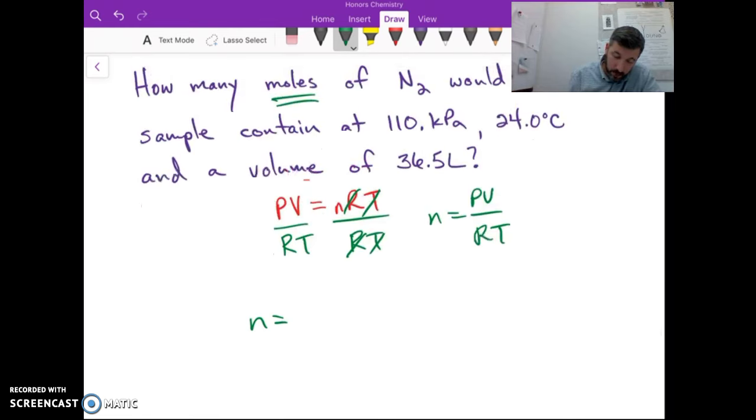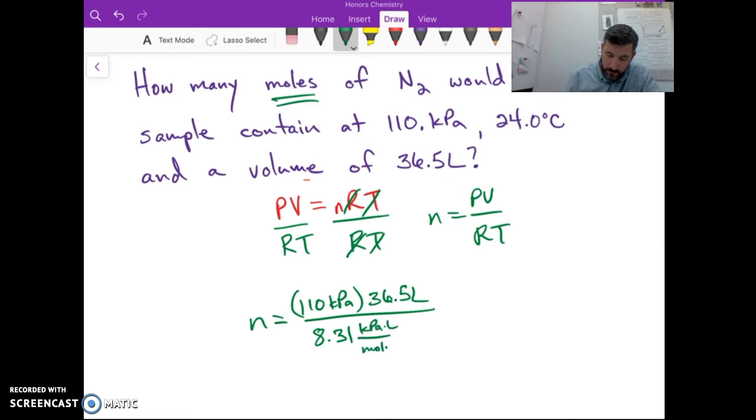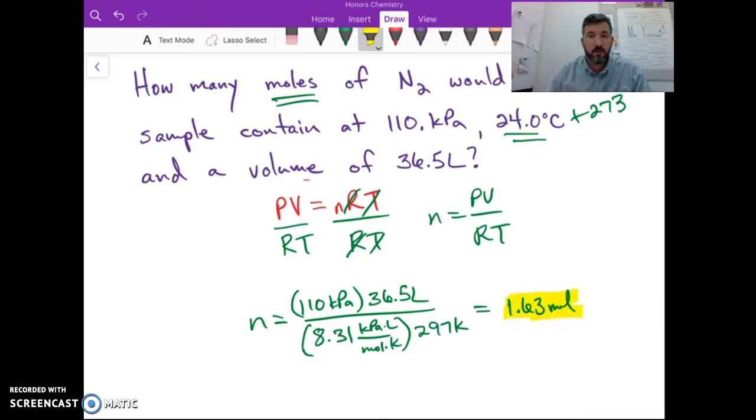So N equals, pressure is 110 kPa, volume is 36.5 liters, R, since we're in kPa, is going to be 8.31 kPa times liters over moles times kelvins. And yes, I do include that big long unit every time I write it. And my temperature is 24 degrees Celsius, which if I add 273 is 297 kelvins. And so let's go ahead and see what you get. Okay, there you go. So 1.63 moles.